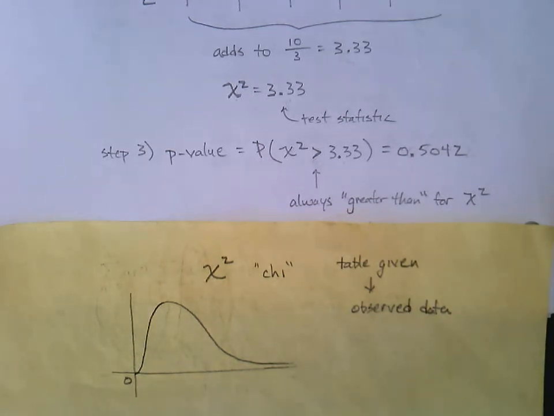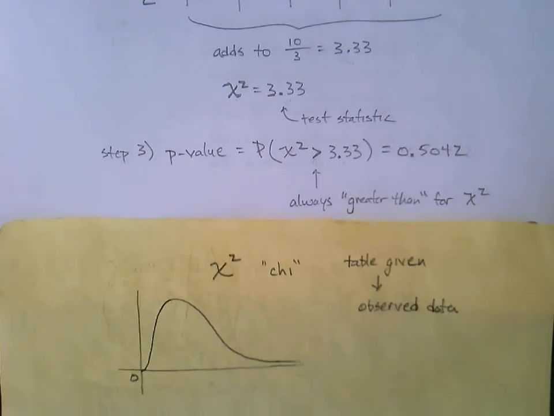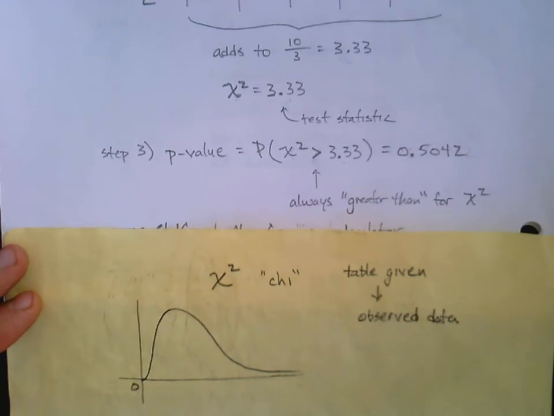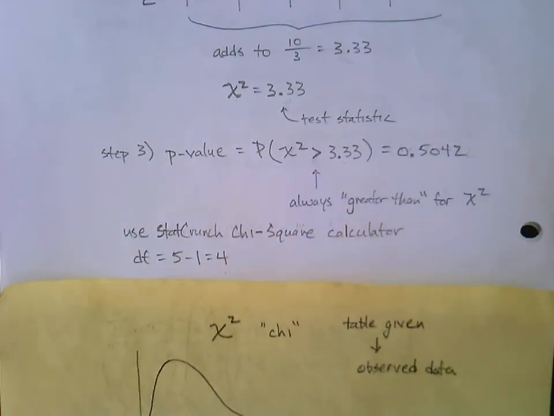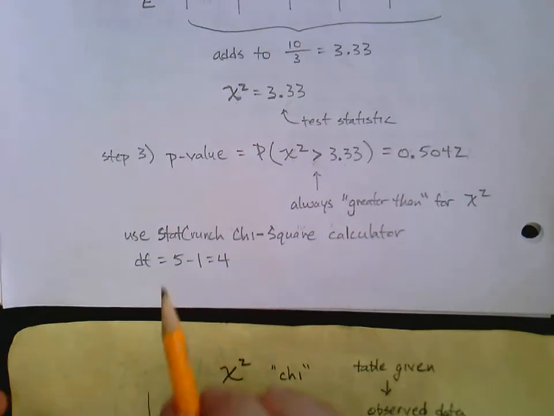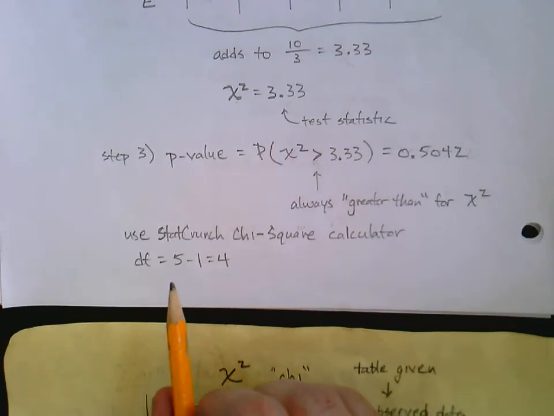Now you also need to be careful about your degrees of freedom. What is our degrees of freedom? I see I don't have it written down. Oh wait, I do, I have this at the bottom. Use the StatCrunch chi-square. That's important. What is our degrees of freedom?